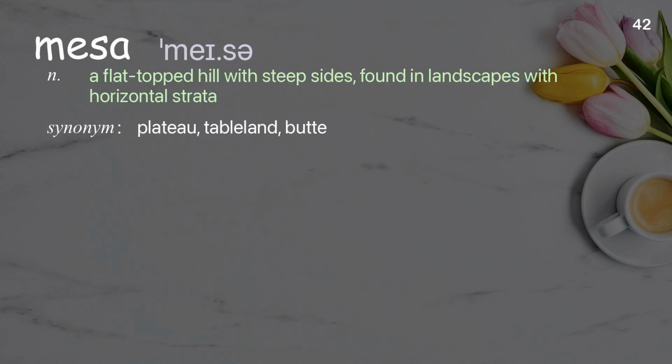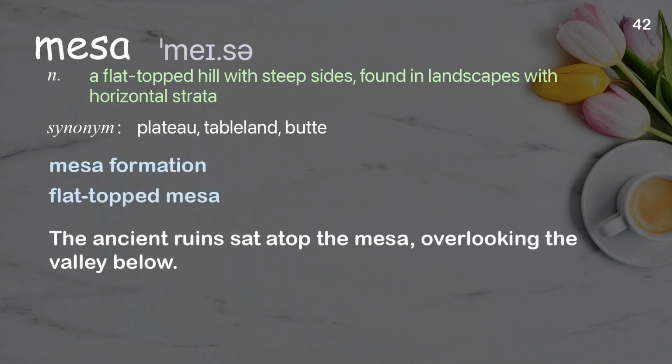Mesa. A flat-topped hill with steep sides, found in landscapes with horizontal strata. Examples: Mesa formation. Flat-topped mesa. The ancient ruins sat atop the mesa, overlooking the valley below.